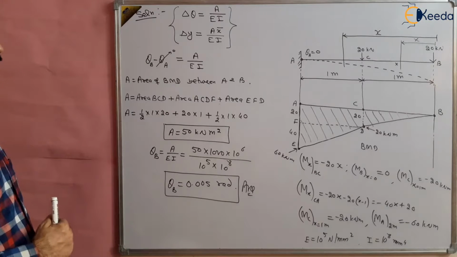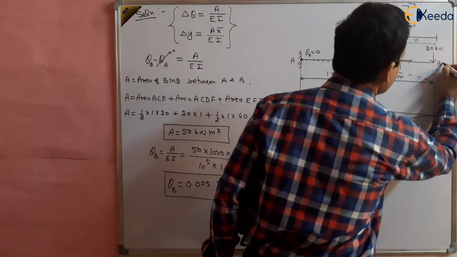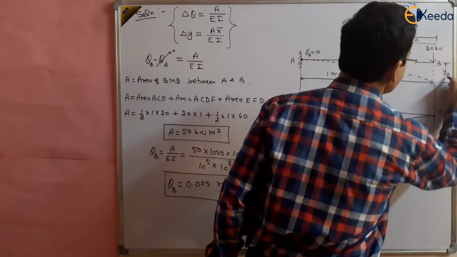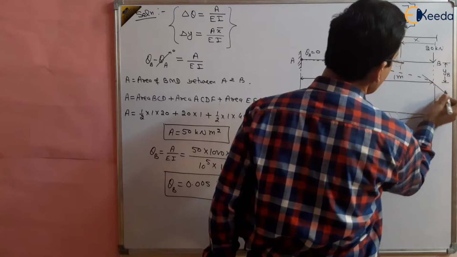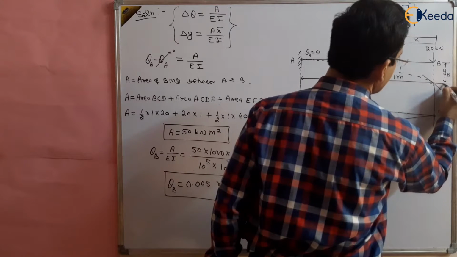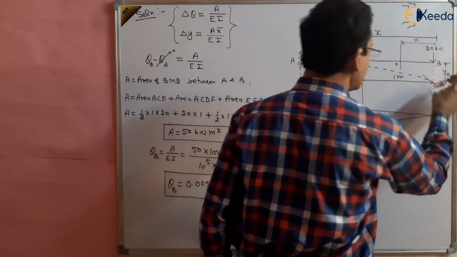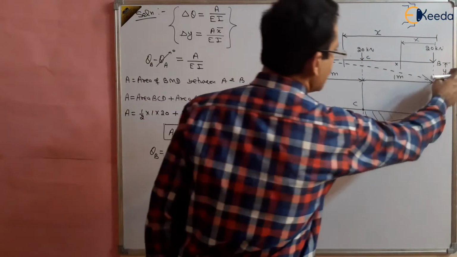Now we have to find out the deflection. We want to find out the deflection at the free end. This is YB, the deflection at point B, and this is also the maximum deflection. Previously we found out the slope at point B. This was theta B, which we have already found out. Now we want to find out the deflection YB, right?